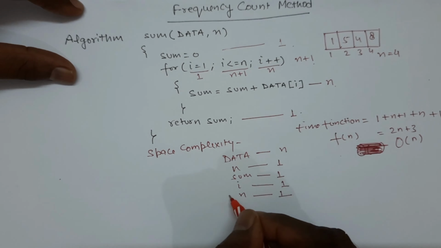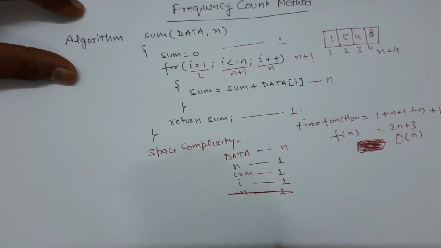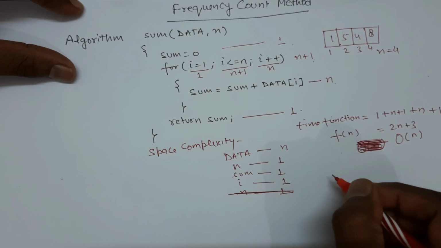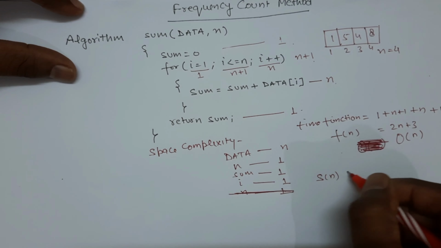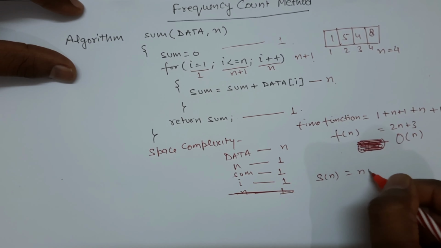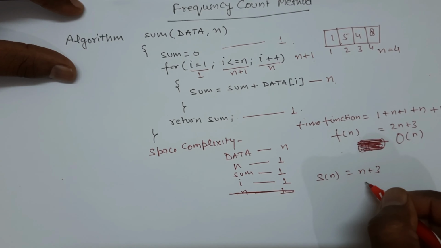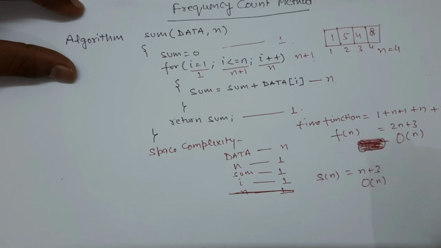n is already counted. So what is the space complexity? That is S of n equals n plus 3. So this can also be represented as order of n.